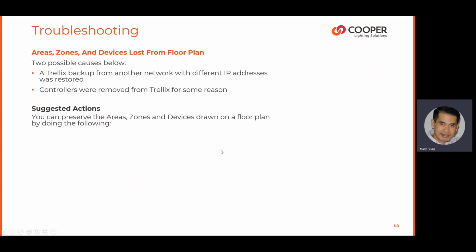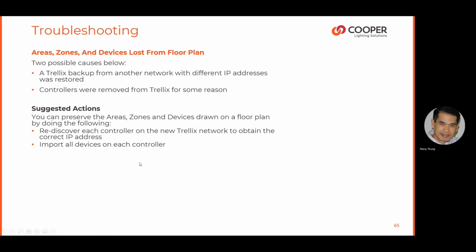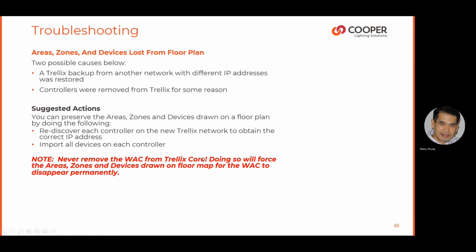Here's the action that you should take if something like this happens. You can preserve the area, the zone, and the devices drawn on the floor plan by rediscovering each controller on the Trellix network to obtain the correct IP address of that controller. And then you need to import all devices on each controller again. Then that's how you can recover the lost area.